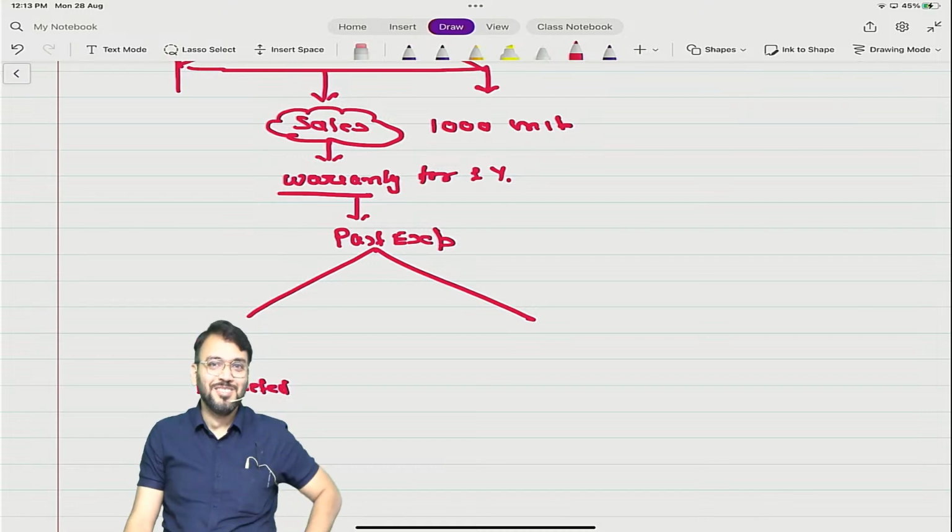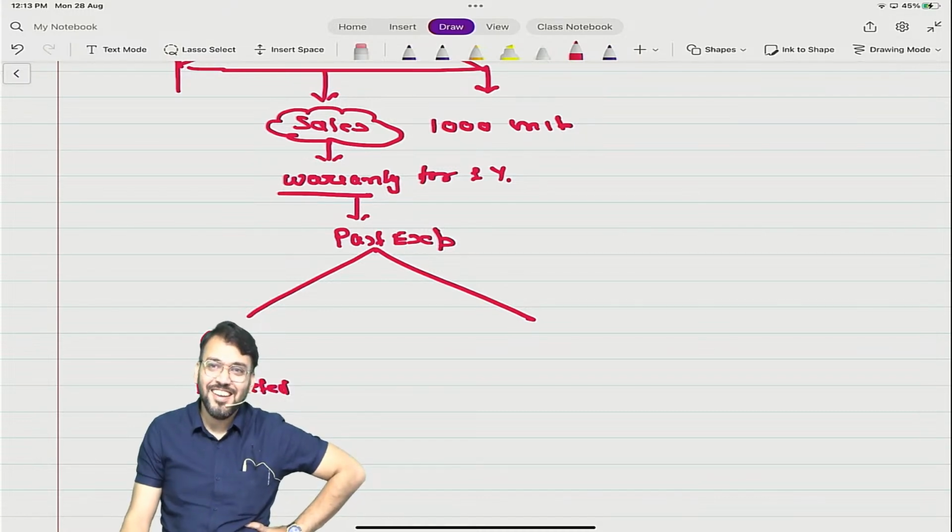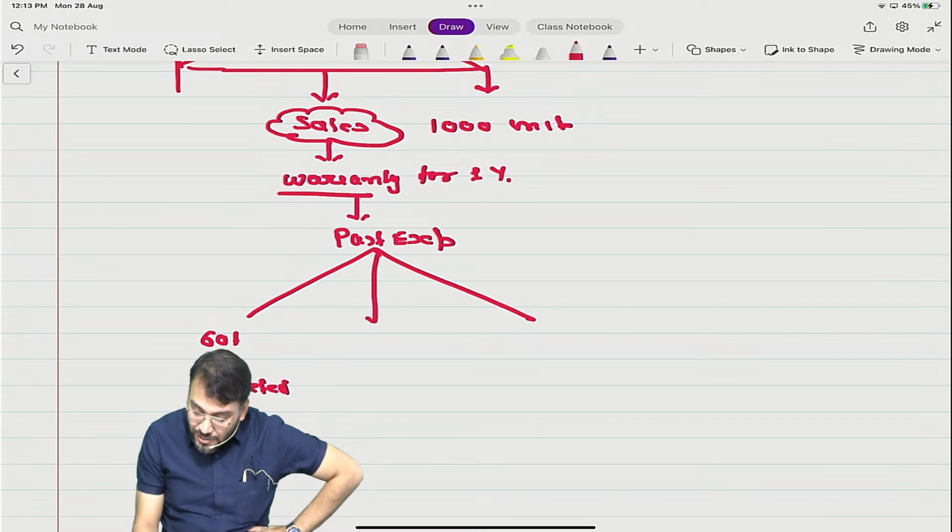We will surely go. We are chartered accountants. Correct. And 30% will come with minor defect.